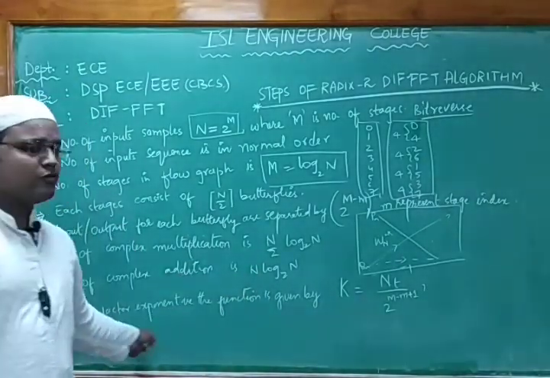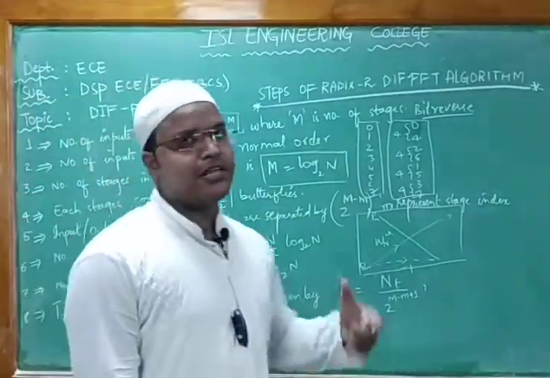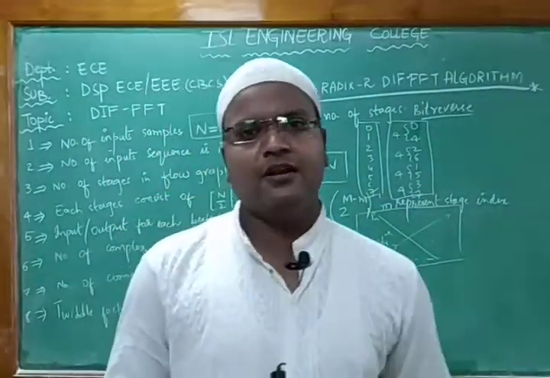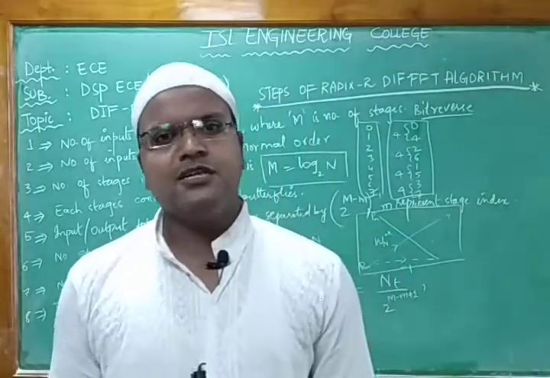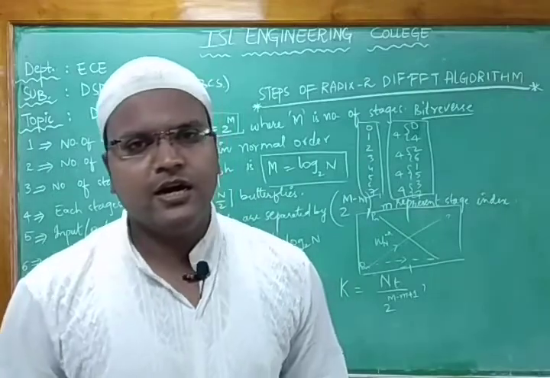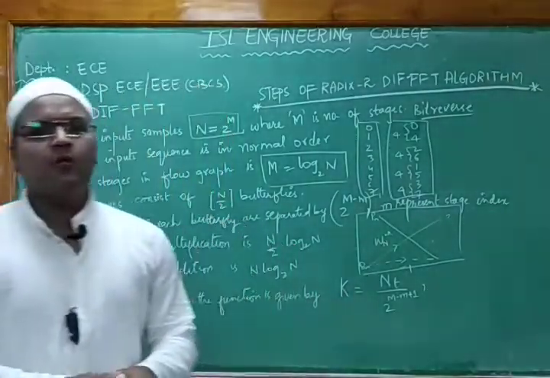Similarly, twiddle factor. Twiddle factor is nothing but the exponent factor, e power minus j 2 pi k n by capital N. Capital N is nothing but the number of samples, and k and small n are the variables in which we are converting the digits and the variables.